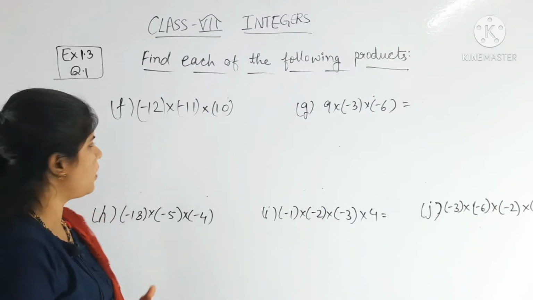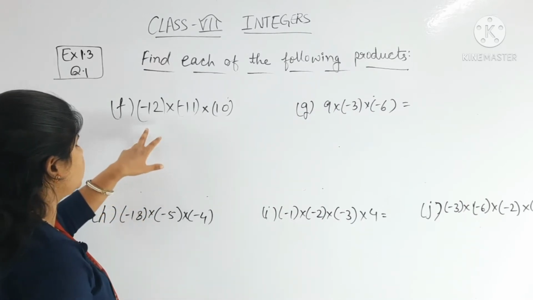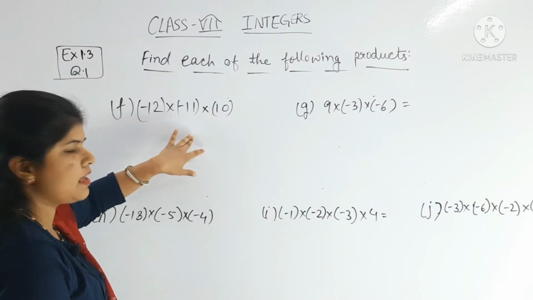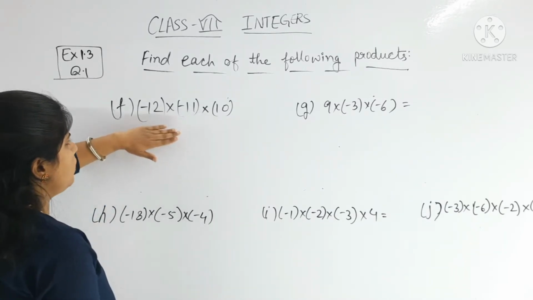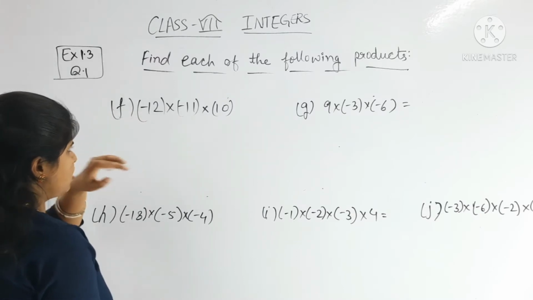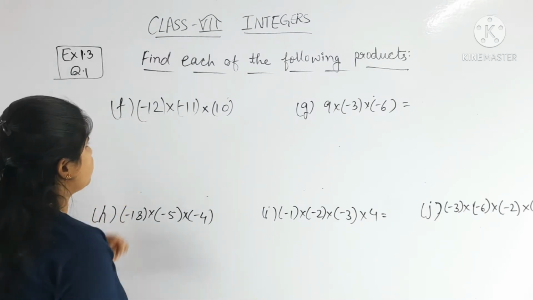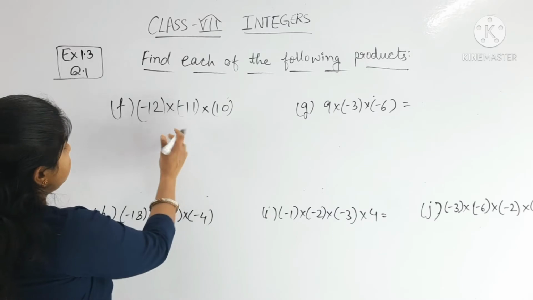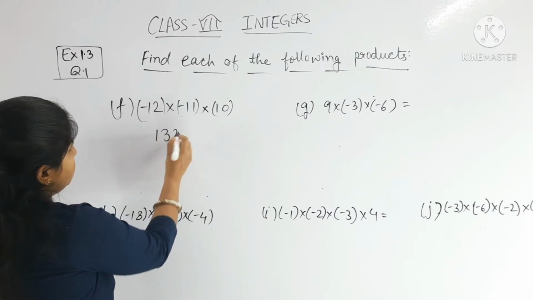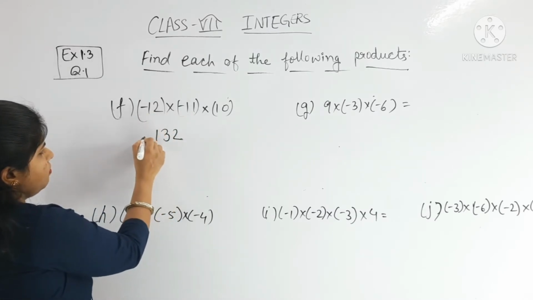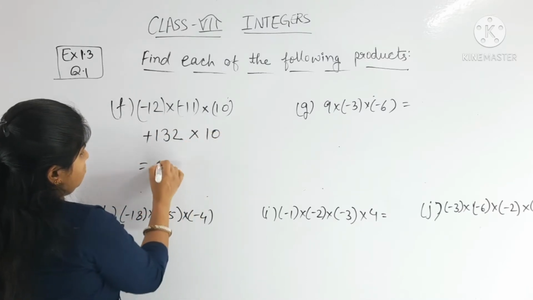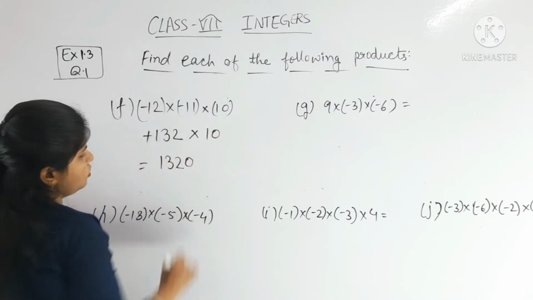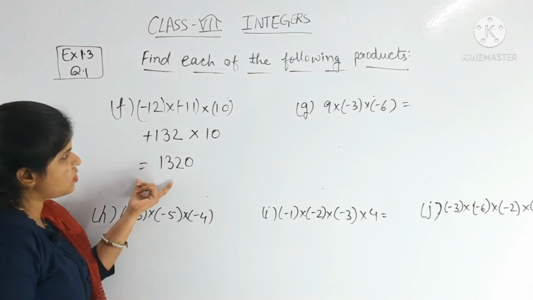Now come to the F part. What is the question? Minus 12 into minus 11 into 10. So we have to multiply the two numbers first by the associative property. You can use the associative property also. 12 into 11 is 132. Okay, minus minus is plus. 132 into 10. This is 1320. That is the answer of the F part.